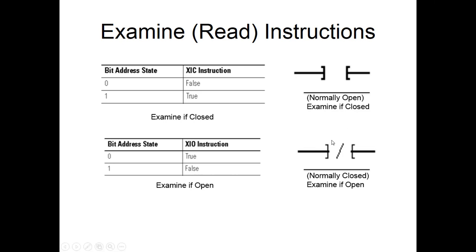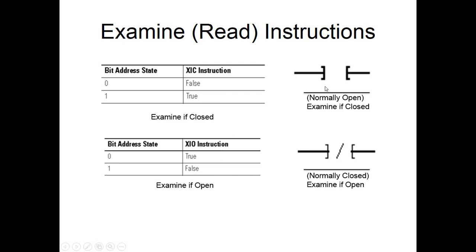And now the opposite of that is the examine if open, XIO, and that is going to be depicted as a closed contact. So we put a 0 in here, it hasn't changed, so it's still closed, and so the ladder logic will read it as true. And if we put a 1 in there, we're going to change the state of this. A 1 changes the state and opens it, which means that it'll be false.